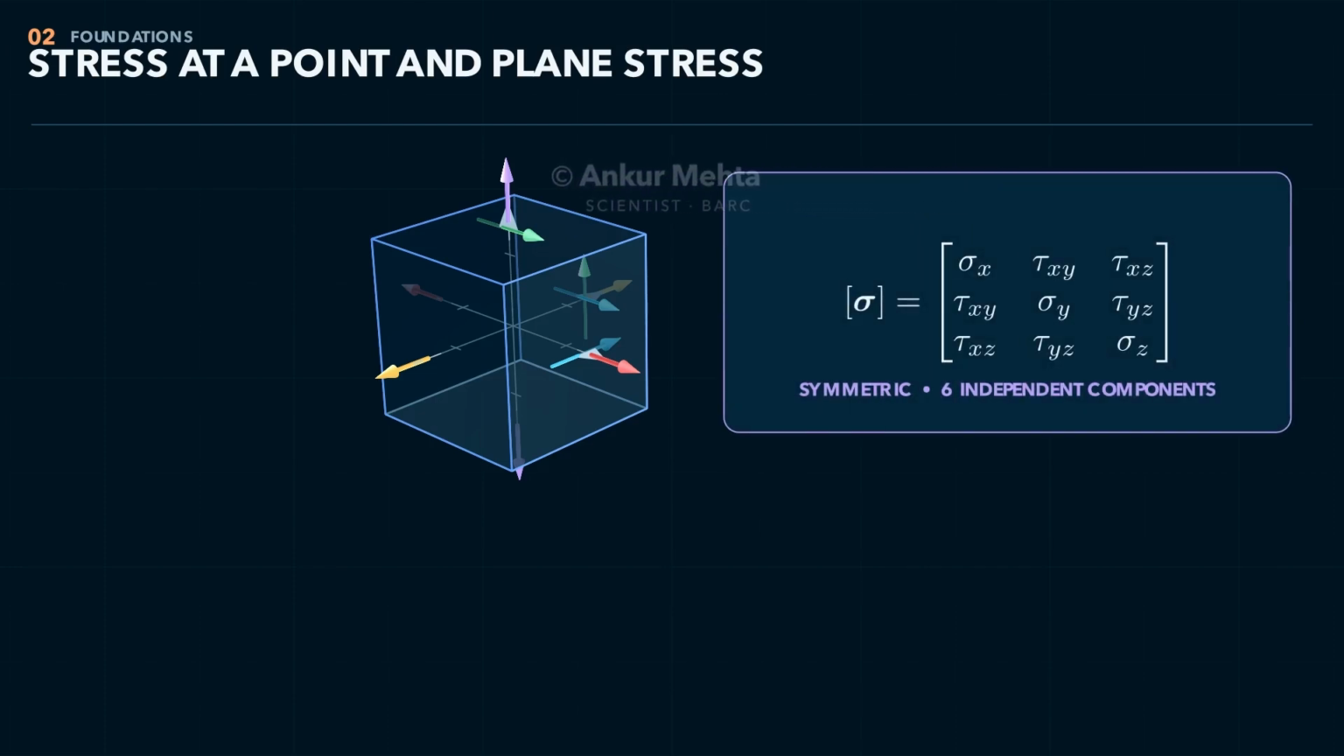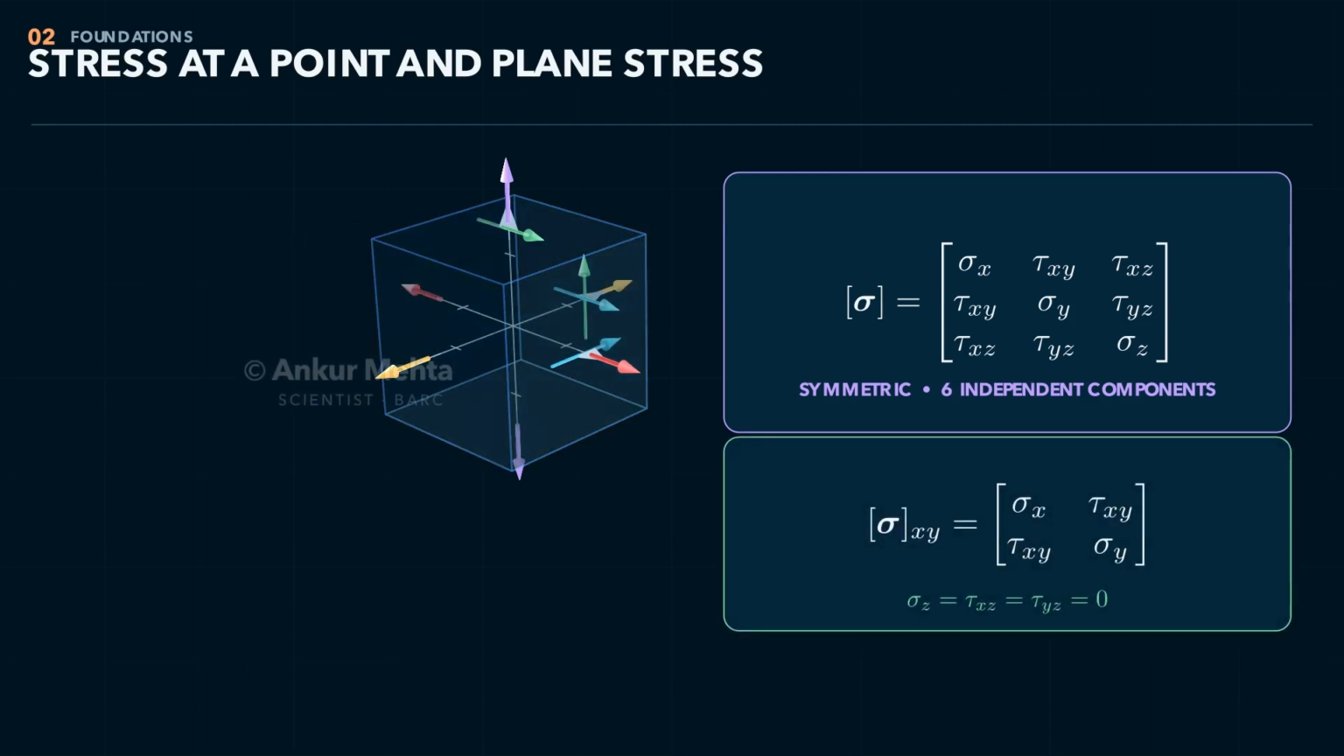Many thin plates, sheet components, and loaded surfaces can be modeled by plane stress. If the faces normal to z are traction free, sigma z, tau xz, and tau yz are 0. The remaining state lies in the xy plane and is represented by sigma x, sigma y, and tau xy. Plane stress is not the same as plane strain. It is a statement about out-of-plane stress components.